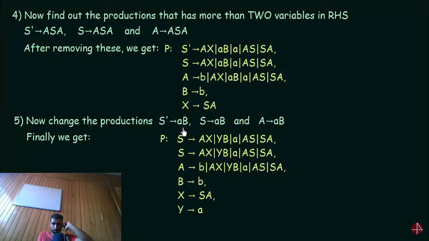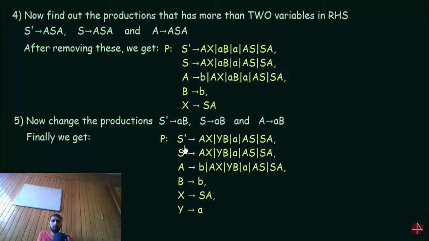So if you want to see where are these, you can see this. S dash gives AB, S gives AB, A gives AB. These are the three things that I'm talking about. So in order to remove this, what we will do is this A over here, I will replace it with a variable. This A is a terminal symbol, so I will replace it with a variable which I will call Y, and I will add a production which says Y gives A.